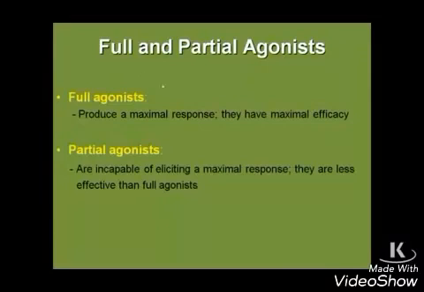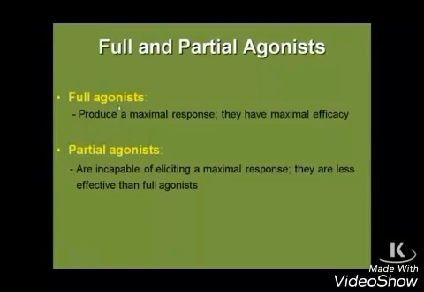When we explore the concept of agonist further, we realize that we have what's called full and partial agonist. A full agonist, as its name implies, can produce a full or maximal response. They have maximal efficacy. Oftentimes we don't use the term full agonist. We simply use the term agonist, and the term full is implied.